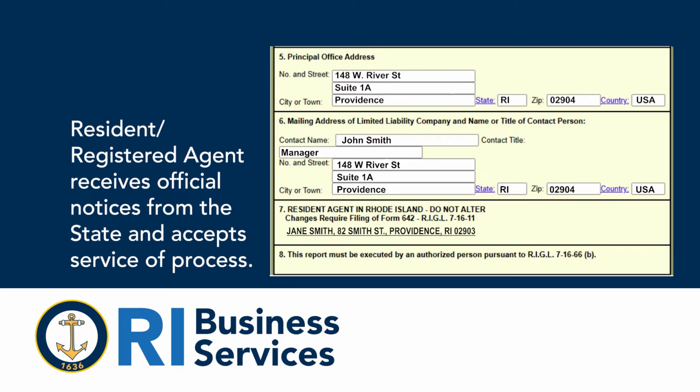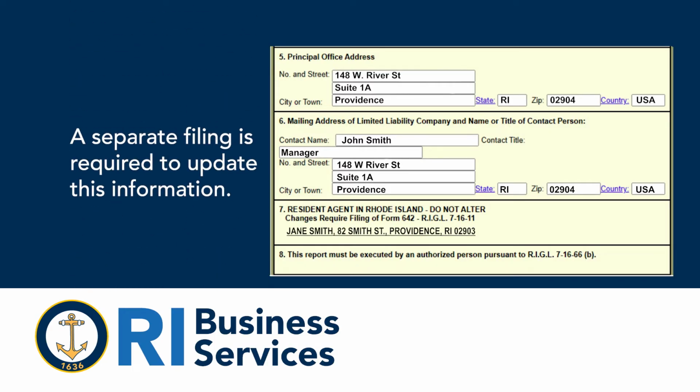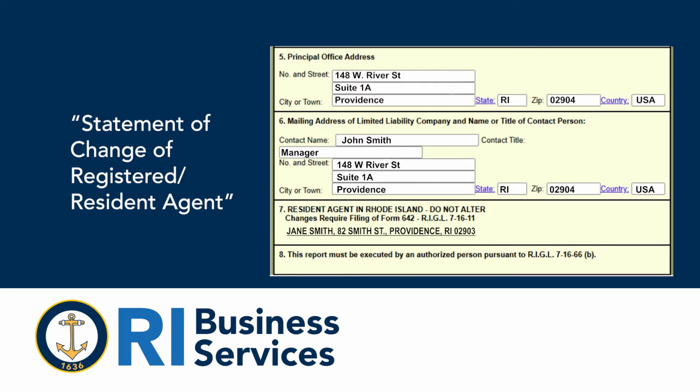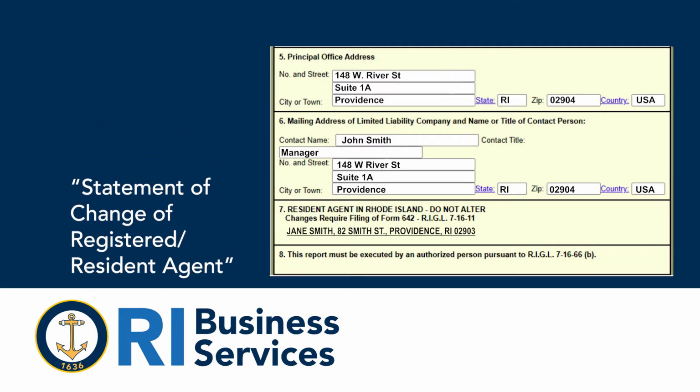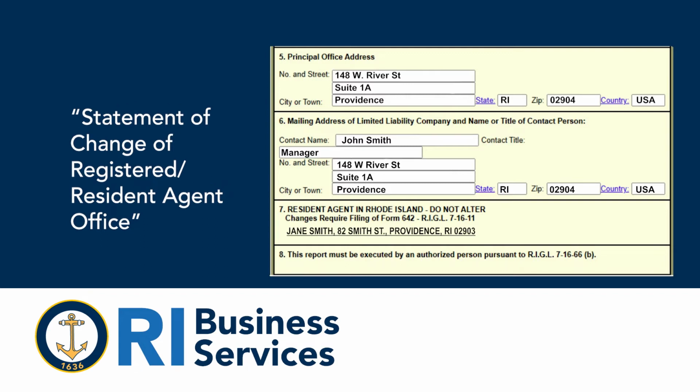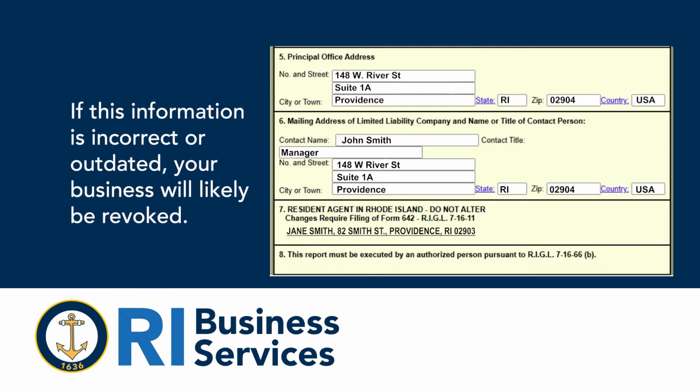If this information is incorrect, you can update it by following the same steps to log into the online filing system. And when you get to the list of forms, select either Statement of Change of Registered Resident Agent if your agent's name and address have changed, or a Statement of Change of Registered Resident Agent Office if you need to update only the current agent's address. If you do not update this information, your business will likely be revoked, which means, among other things, that you will lose many of the legal protections of your limited liability structure.